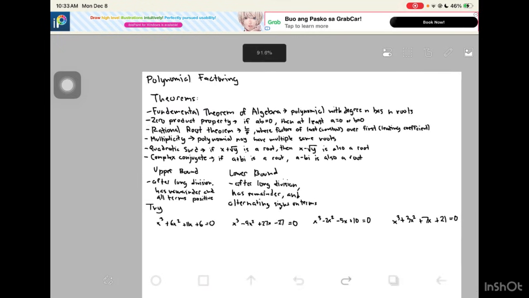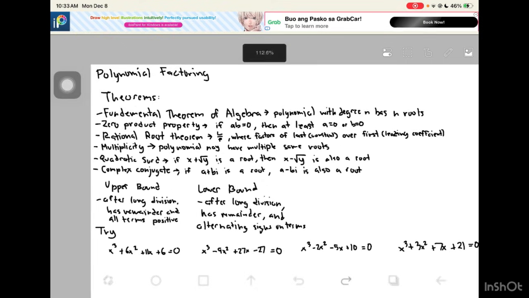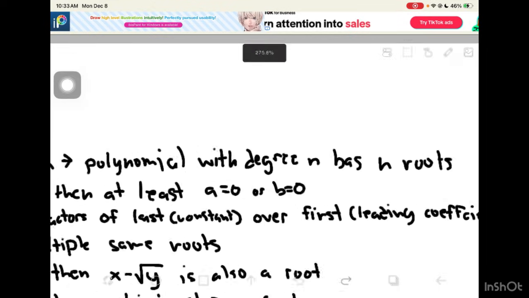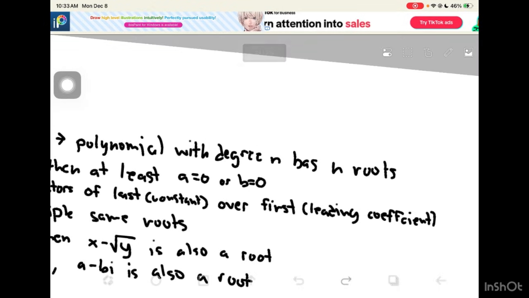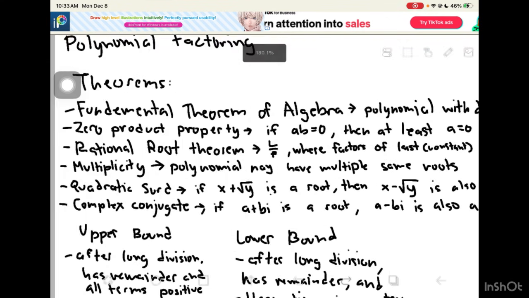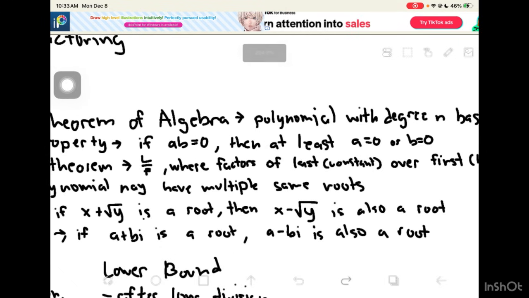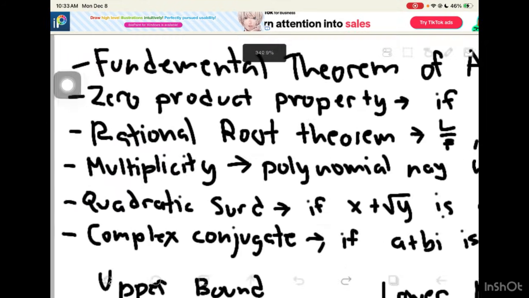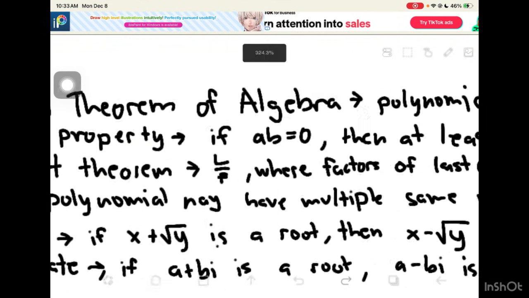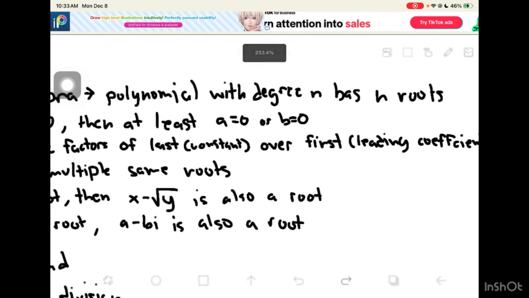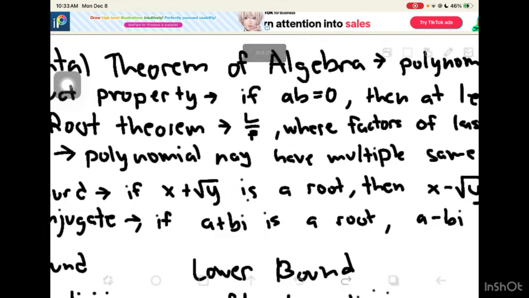So there's a lot of theorems to discuss, so let's just go over them. So first is the fundamental theorem of algebra. A polynomial with degree n has n roots. So basically, highest degree is the amount of roots you have. Meanwhile, the zero product property is that if ab is equal to 0, then at least a or b or both of them is also equal to 0. Then we got the rational root theorem, L over F, where the factors of the last constant over the first, that's the leading coefficient, is the factors.